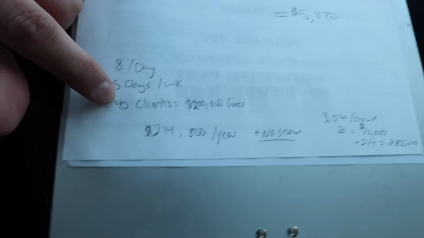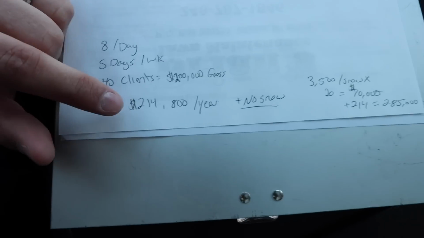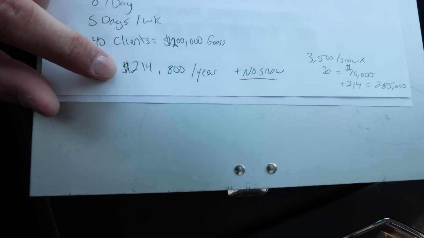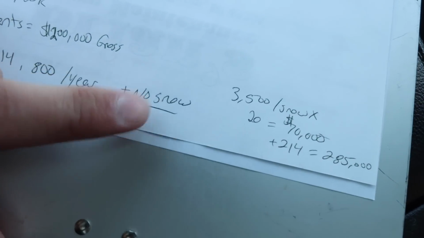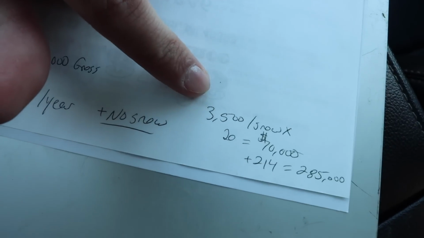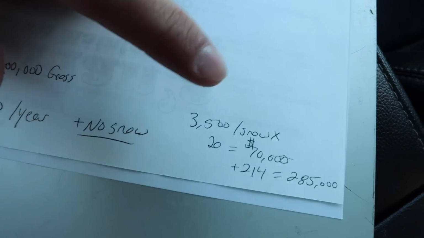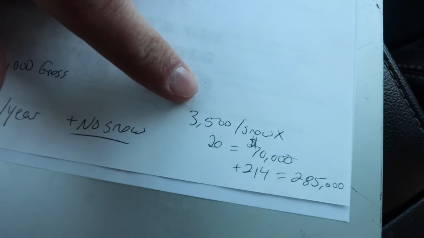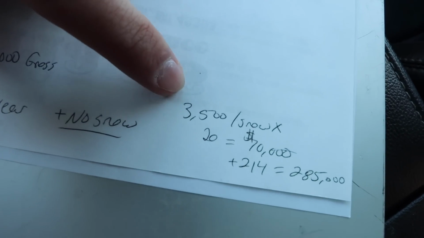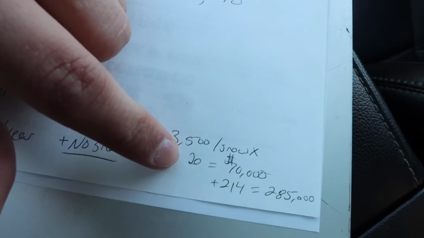Well, 40 times 5,000 is 200 grand gross, or as you guys can see, $214,000. By the way, that is no snow. Let's just say the client spends $3,500 for the 4 months of winter for salt and snow plowing services. Might be high, might be low. Let's just say it's $3,500 at 20 clients, because you can't do 40 clients in a snow event with 1 truck.